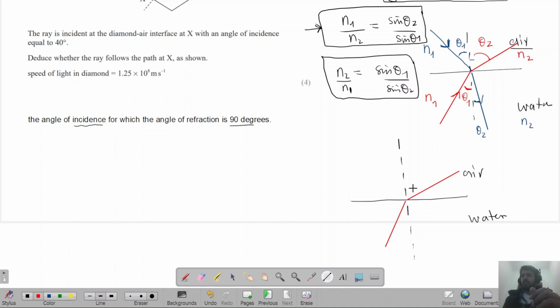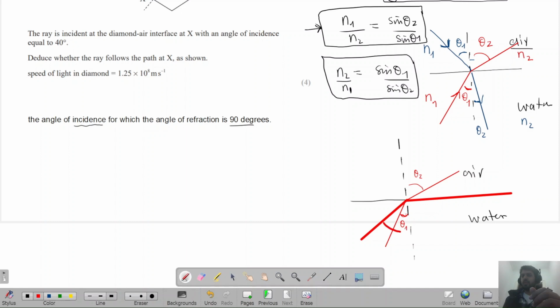Now because the light always bends away from the normal, you can guess what will happen if I increase this angle of incidence, or theta 1, right? If I keep on increasing this angle of incidence, this angle of refraction, or theta 2, will keep getting bigger and bigger, and there will come a point for the angle of incidence for which the angle of refraction will just be 90 degrees. So the refracted light will just go along the surface, right?